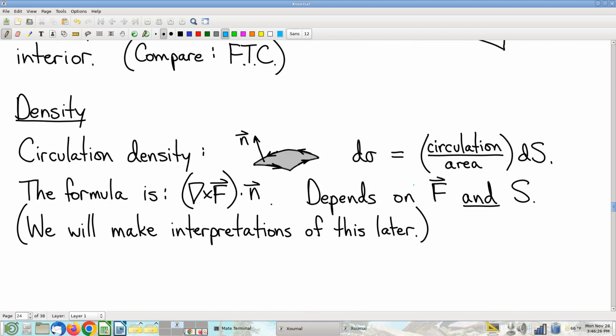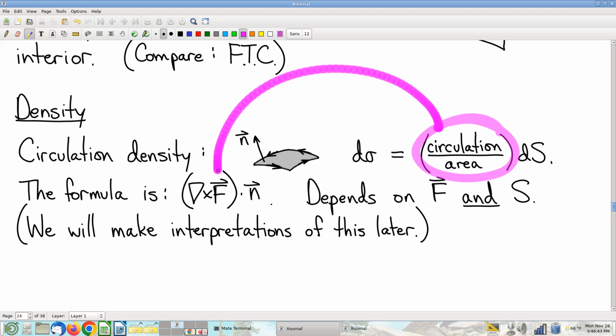Remember, that's what density is. Stuff per unit size. So the associated density here, circulation per unit area, is something we can talk about. And here's the formula for it.